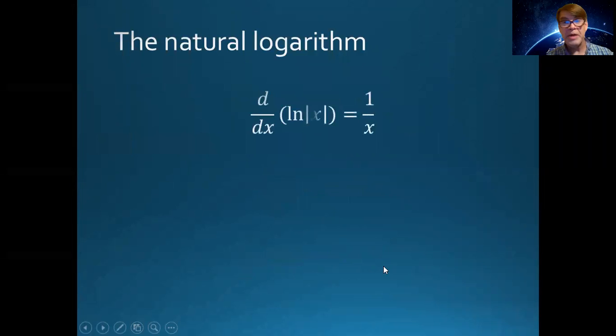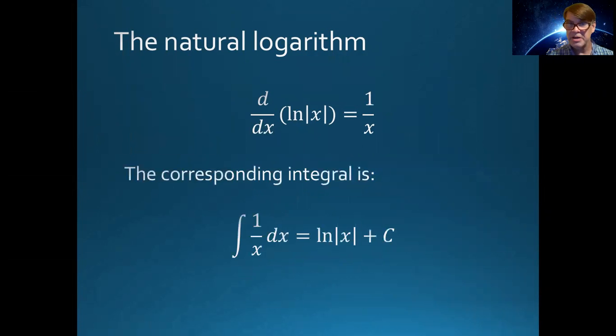Okay. What about the natural logarithm, which is the inverse of e to the x? Well, the derivative of the natural logarithm function is 1 over x, and therefore the integral of 1 over x is going to equal the natural logarithm. That's not really the corresponding integral, but anyway, you get what I'm saying. Back and forth, back and forth.